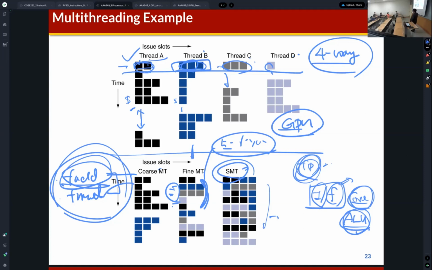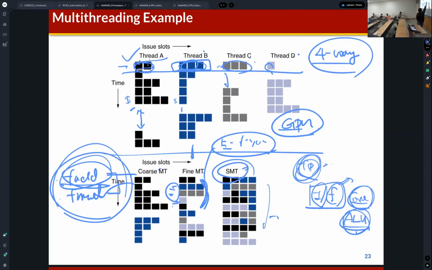We cannot handle memory instructions. In coarse-grained multithreading, if a thread encounters a load instruction that causes a cache miss, the processor can find available instructions from another thread. But how about the GPU?